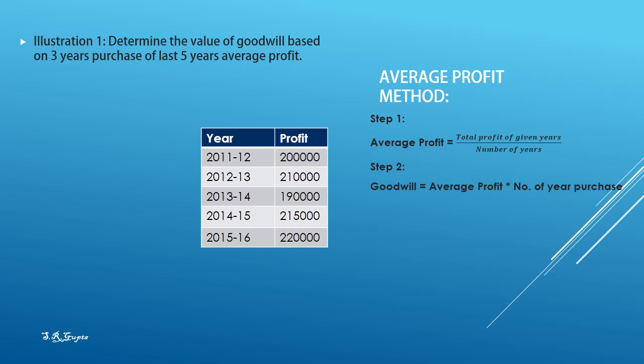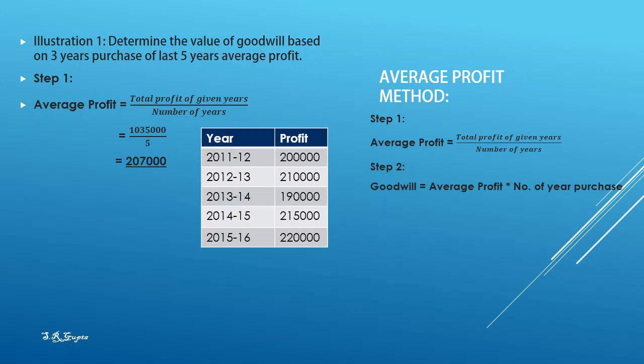Now we'll start with step 1. Step 1, that is, average profit is equal to total profit of given years divided by number of years. So total profit of the firm is 2 lakh plus 2 lakh 10,000 plus 1 lakh 90,000 plus 2 lakh 15,000 plus 2 lakh 20,000. That is 10 lakh 35,000, and number of years is 5. So the average profit of this firm will be 2 lakh 7,000.